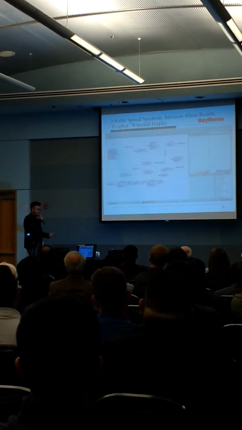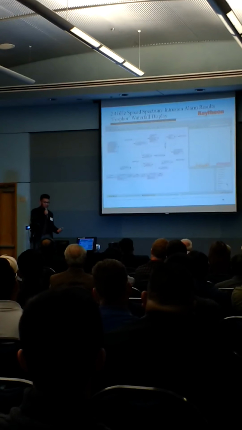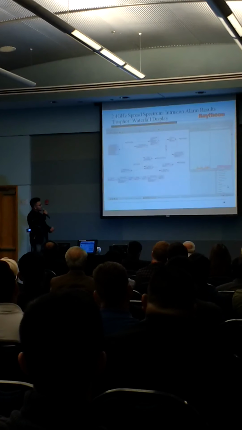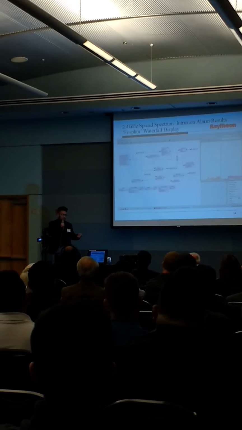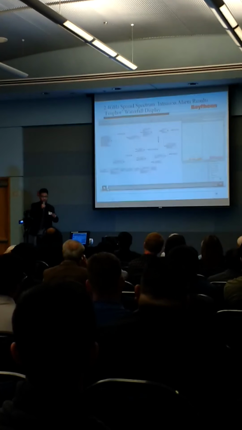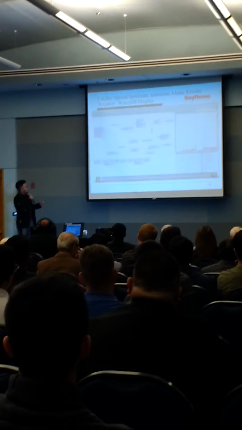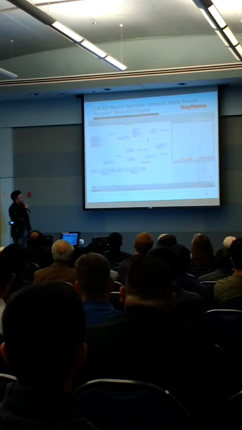So now we're going to get to the interesting part, the 2.4 gigahertz spread spectrum device. The difference between this is it uses the same algorithm, but there's going to be a distinction made of how the spread spectrum signal will affect our alarm system. So we're about to execute it.